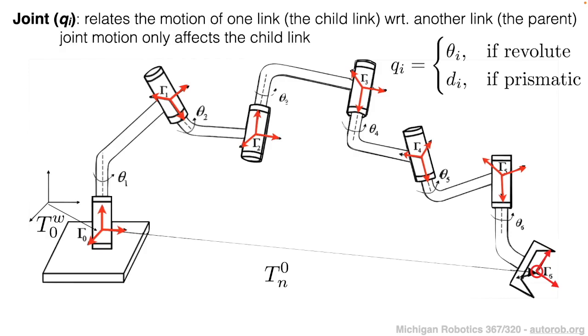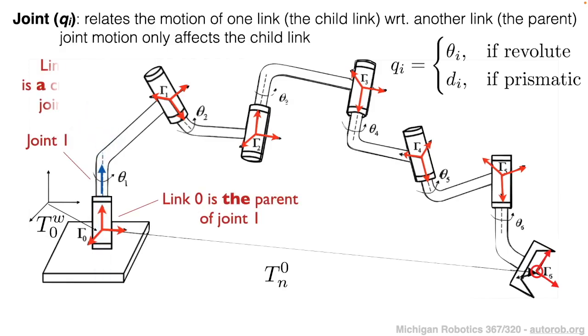And so in addition, each of these joints will be parameterized by some value q, where q denotes the angle of rotation if it is a revolute joint, or the amount of translation that currently exists in the state of the robot if the joint is prismatic.